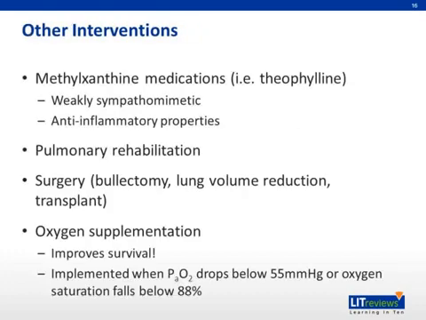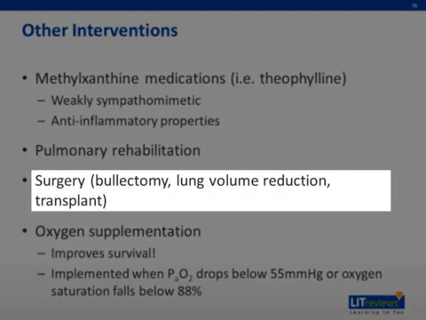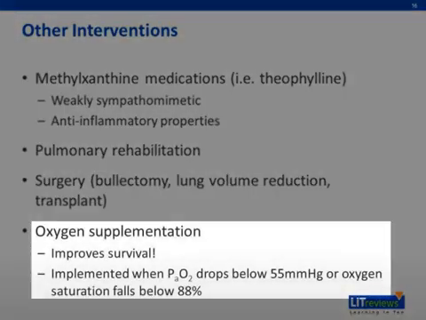Other potential agents that can be used for emphysema are listed here. Pulmonary rehab helps to improve quality of life, and this largely focuses on nutrition, since malnutrition and cachexia can lead to decreased muscle strength and an altered immune system. Surgical options are available but are not largely used at this time. Oxygen supplementation is the only intervention that has been shown to improve survival.